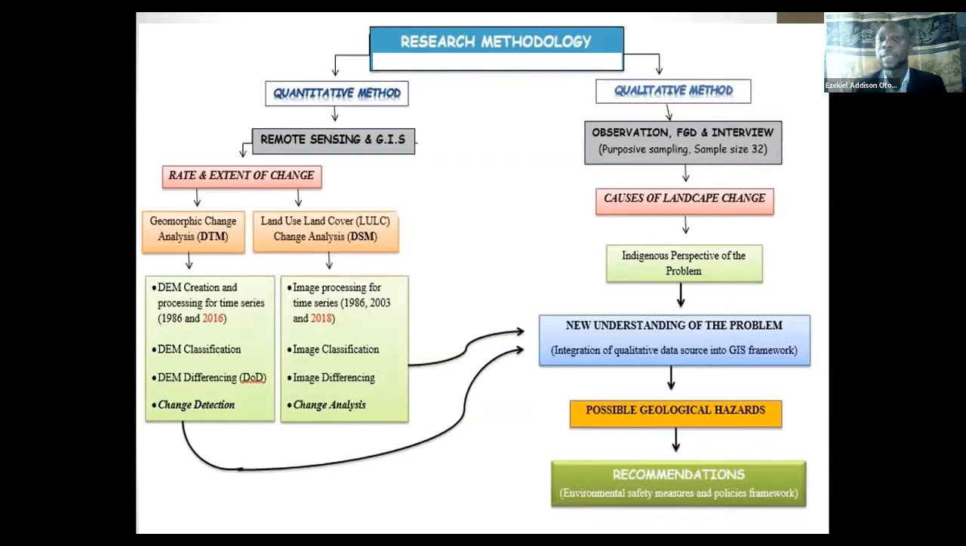I sampled 32 people purposively, which included affected residents and experts in geomorphological activities. And bringing these two methods together gave a better understanding of the problem, hence recommending a better way for the area to be managed.